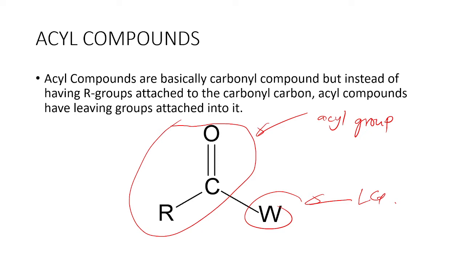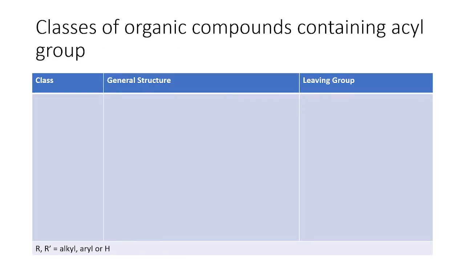dahil sa complexity, or dahil sa dami ng pwedeng maging derivatives, there are actually a lot of acyl compounds. In fact, there are five types of acyl compounds, and by acyl compounds, these are actually just carboxylic acids and its derivatives. So by that, here are some of the classes of our acyl compounds. Ang first class natin, or ang unang acyl compound natin, yung tinatawag natin carboxylic acids.